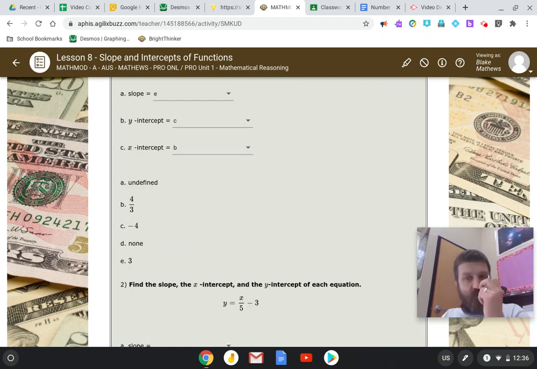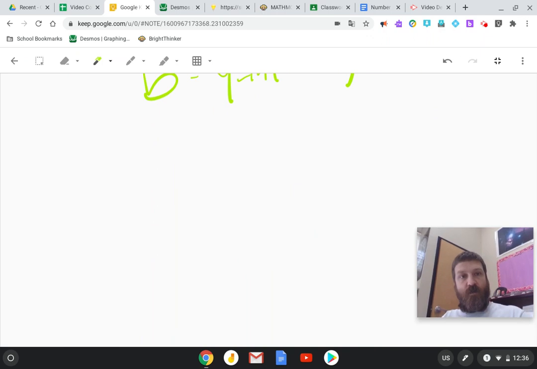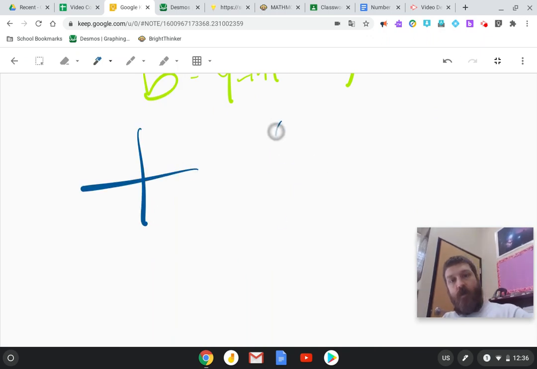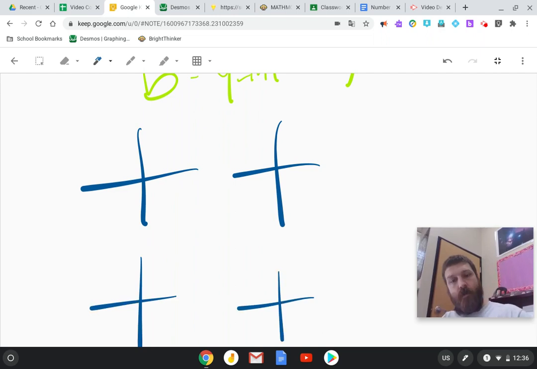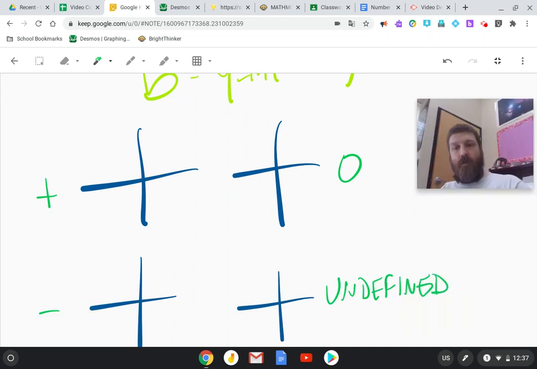Notice there are none and undefined as answer choices. Undefined is going to be when your line looks like a straight up and down line. Okay, and again, I'm going to post information about this in the notes. There will be a diagram that shows the 4 basic slopes that can be. I'll actually just show you right now. So there's 4 basic slopes. Let's draw 4 graphs here. You can have a positive slope, a negative slope, a zero slope, and an undefined slope.